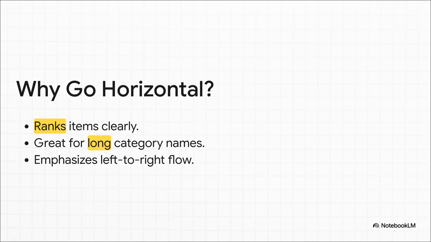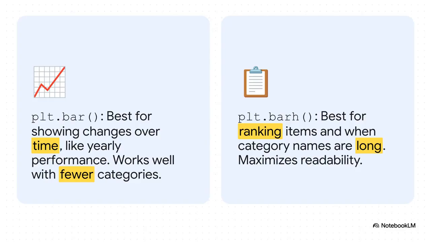Plus, it's a lifesaver when you have long category names. Think about it. If you tried to cram long player names on the bottom axis, they'd all get squished together into a jumbled, unreadable mess. So, here's the bottom line. It's all about picking the right tool for the story you want to tell. If you're showing how something changes over time, stick with the standard vertical plt.bar. But if you're ranking things, especially if their names are long, switch over to a horizontal plt.barh. It just makes everything so much easier to read.